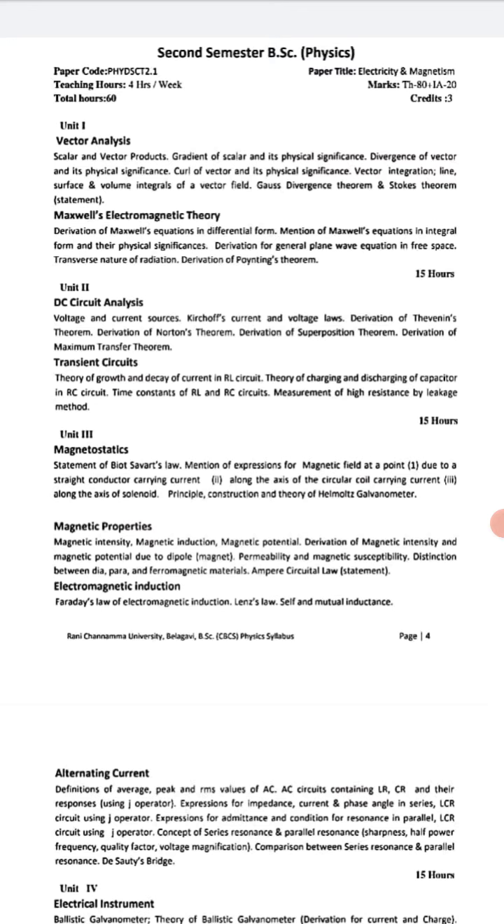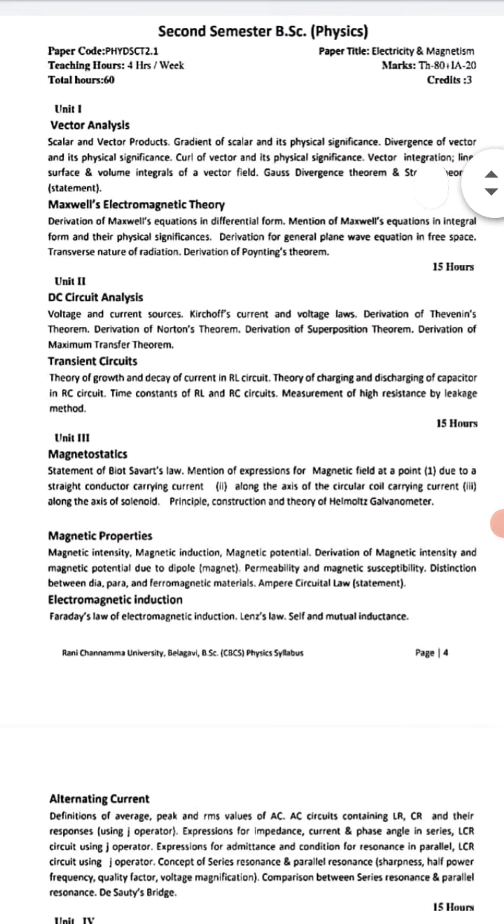Then part of the vector analysis is Maxwell's electromagnetic theory. The first unit is a total of 15 hours of syllabus. Then the second unit is DC circuit analysis, and its part is transient circuits. This is also a 15 hours syllabus.